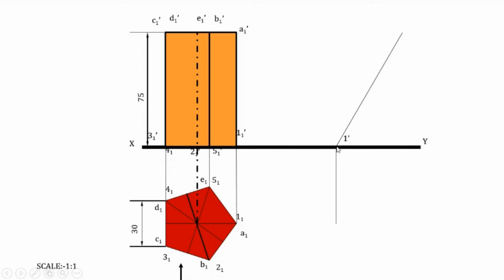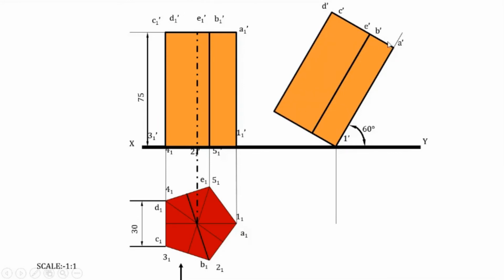So what we do is we first draw a line of length 75 millimeter, which makes an angle of 60 degree with the XY line. This angle is 60 degree. So then we complete the rectangle here. So this point is A dash, B dash, C dash, D dash, E dash. So those points are marked here and here 1 dash, 2 dash, 3 dash and 4 dash, then 5 dash. So this figure is exactly replicated here.